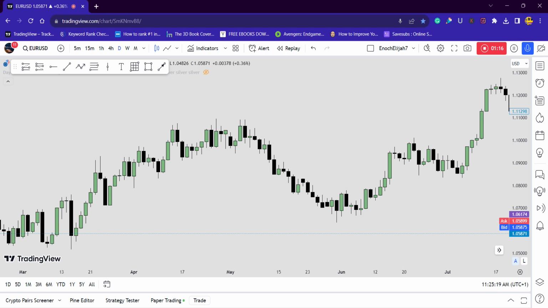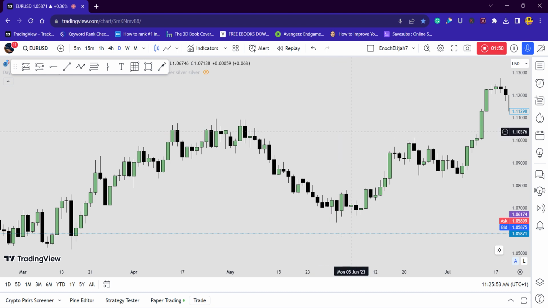Why? Because according to ICT teachings, the algorithm looks to fill imbalances in the market. So the algorithm is looking for imbalance in the market. After imbalance, the next thing is old high, old low, which simply is liquidity. So I'm going to apply this concept for you and show you how to find the daily buyers.